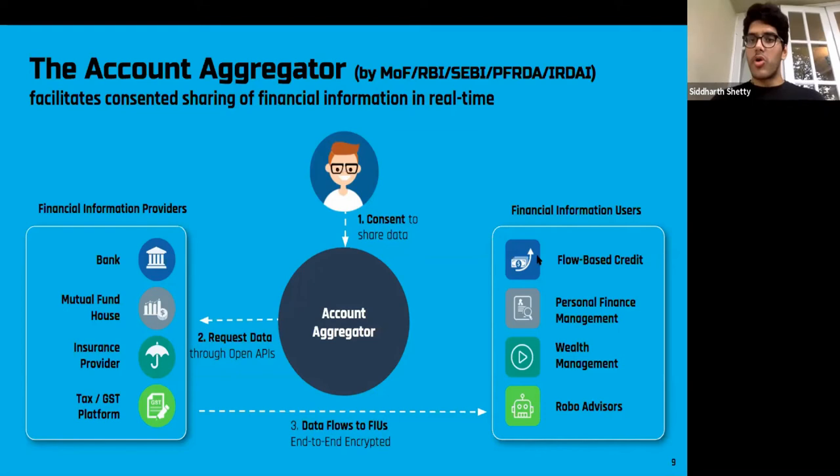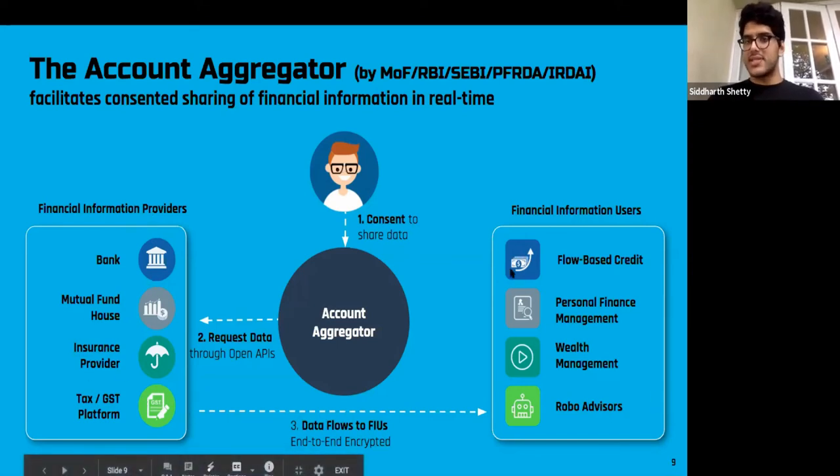It could be a robo-advisor, giving you various forms of personalized advice on what are the right financial products for you, and so on. Now, how would the data sharing transaction work? Like I said, traditionally it was broken because a user will either run around to different providers physically or digitally and then create that folder and send it to the financial information user.